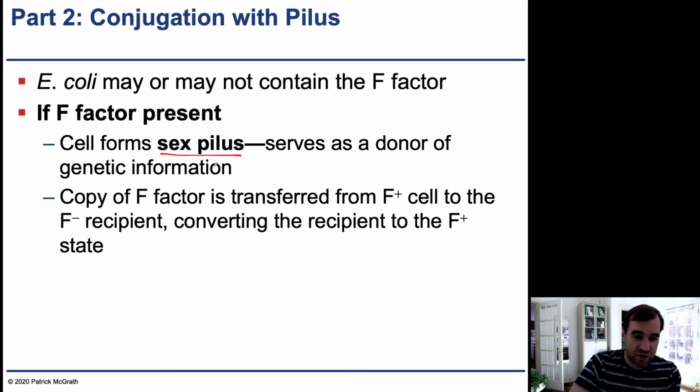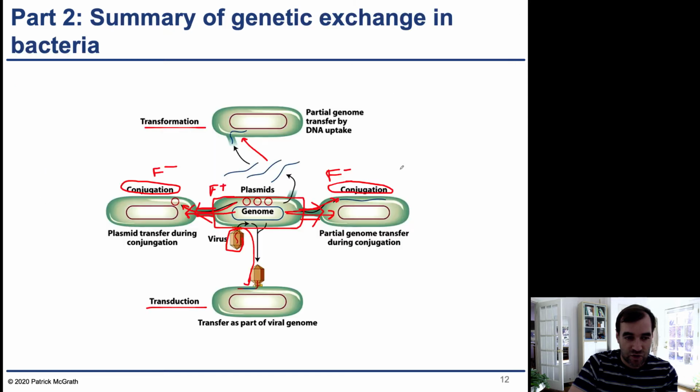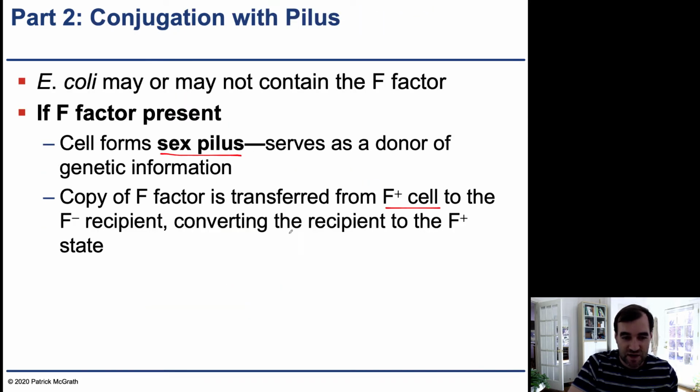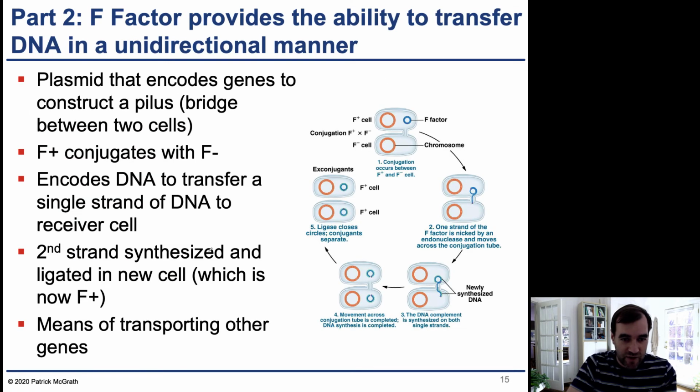However, F factors also have this remarkable property that if an F plus cell is able to undergo conjugation with an F minus cell, the F minus recipient is converted to the F plus state. So it's kind of like a virus almost, like the Matrix, where once a bacteria cell is infected, it becomes an F plus as well. And so why is that possible?